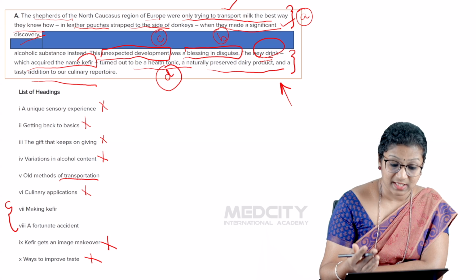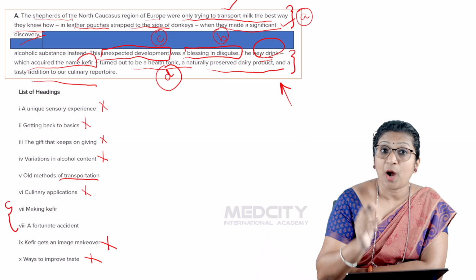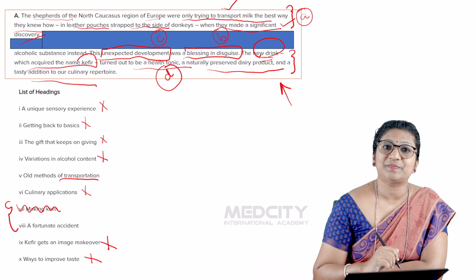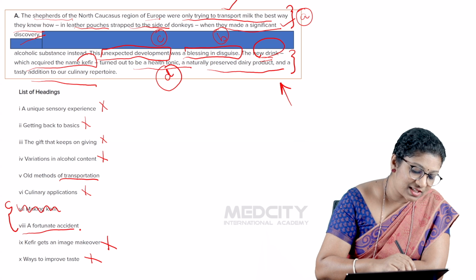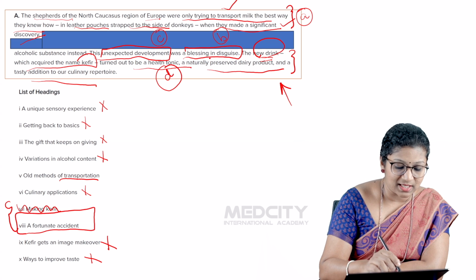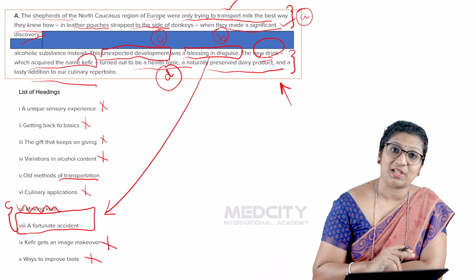They made a significant discovery. It was a blessing in disguise and it became a new drink. But how to make it is not mentioned. So we can eliminate making LAIL. Now the answer is a fortunate accident. Why? Because look at this line. A blessing in disguise. Accident but fortunate.